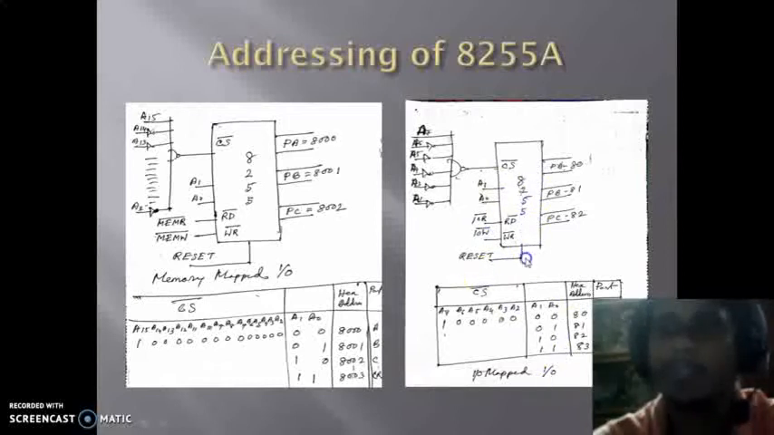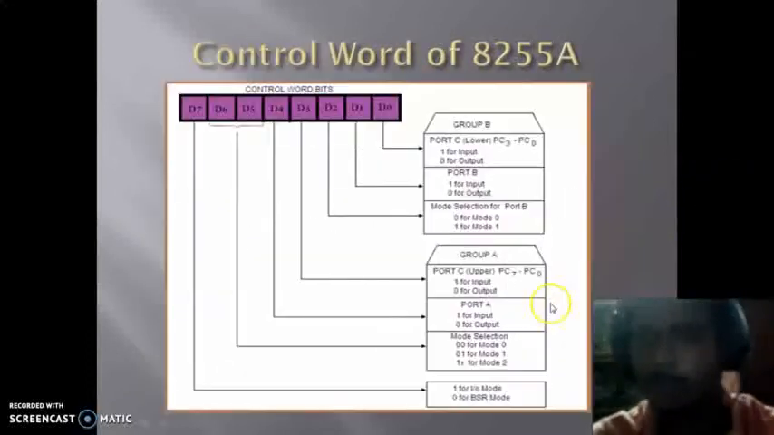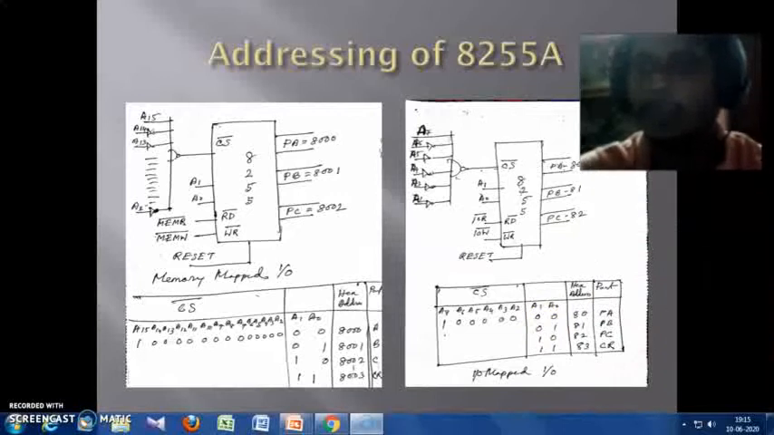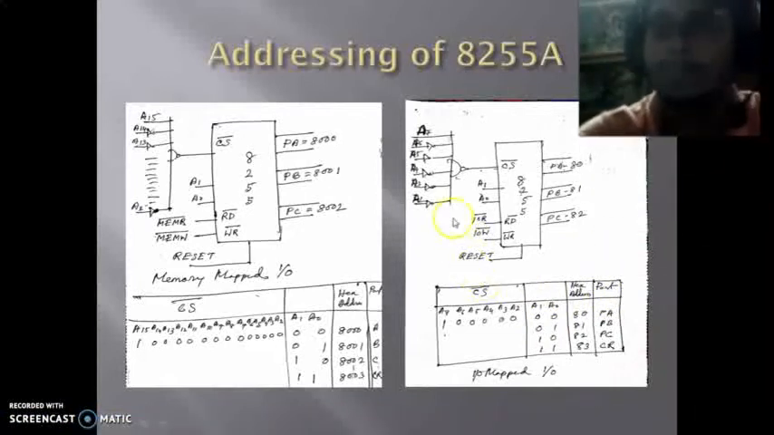Here we see the similar way in which we try to address 8255A using the IO mapped IO technique. Here we are using lines A0 to A7, and A8 to A15 are not used. This is the input output mapped IO technique, or peripheral mapped IO technique. Here A0 and A1 are used to select the different ports. Now here A2 to A6 are 0 and A7 is 1, so that the chip select bar becomes 0, the active low signal, so that the 8255 can be selected.